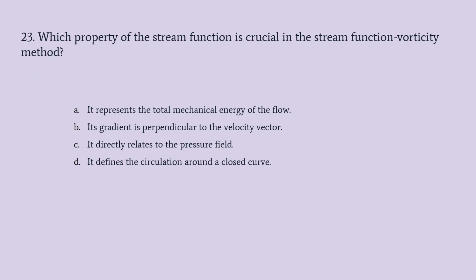Moving on to next question. Which property of the stream function is crucial in stream function vorticity method? Options are: option A, it represents the total mechanical energy of the flow. Option B, its gradient is perpendicular to the velocity vector. Option C, it directly relates to the pressure field. Option D, it defines the circulation around a closed curve. You can try to answer the question. You can inbox your answers.